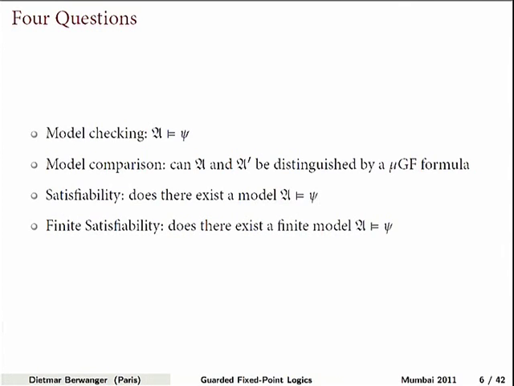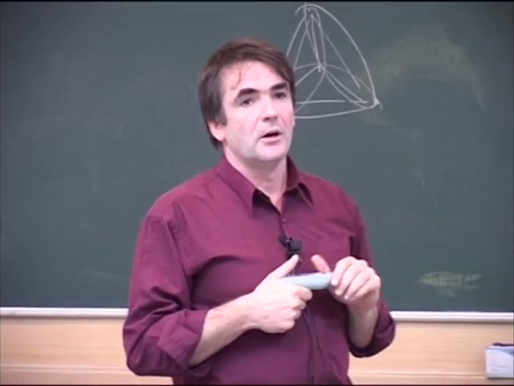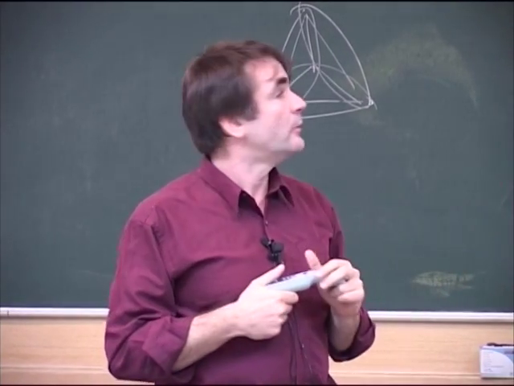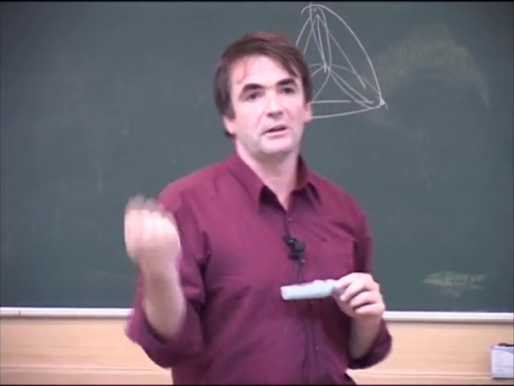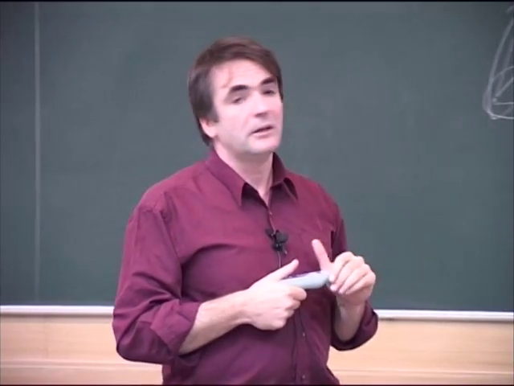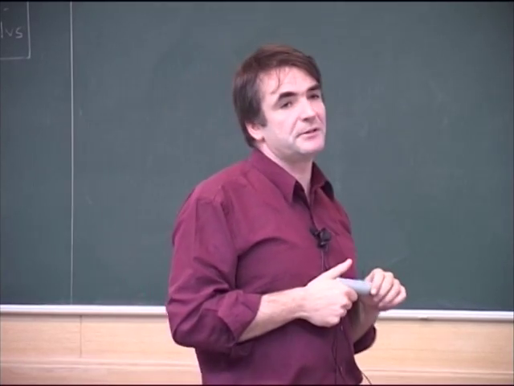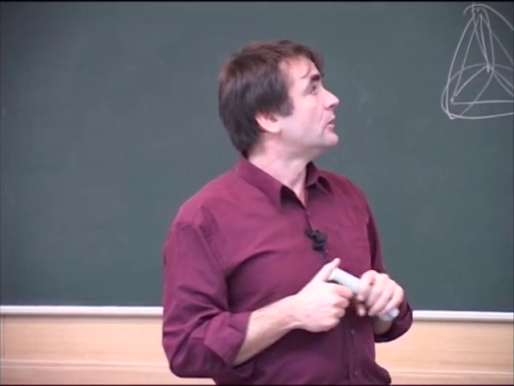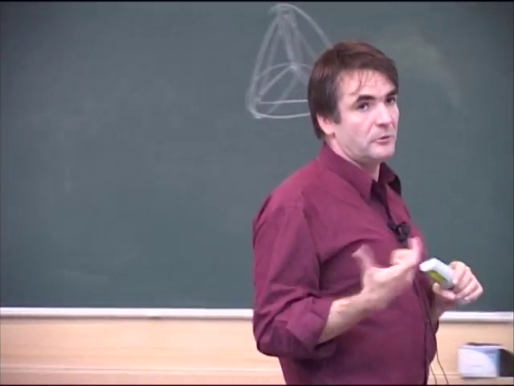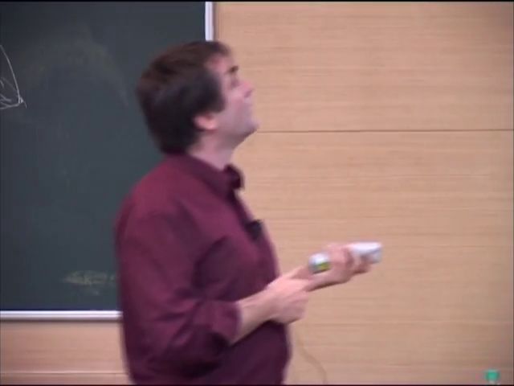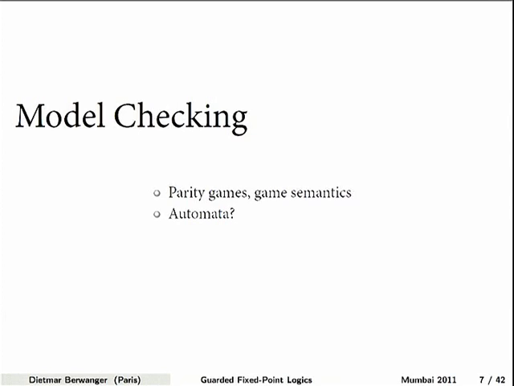A priori we want to look at questions of: we have a formula, we have a structure, we want to know whether the formula is true on the structure. Then we have two structures, and we want to know whether there exists any formula that can distinguish them. And then we have only a formula, no structure, and we want to know whether there exists a model, or even less, whether there exists a finite model. So let's see how we approach these things knowing less and less about the structure.